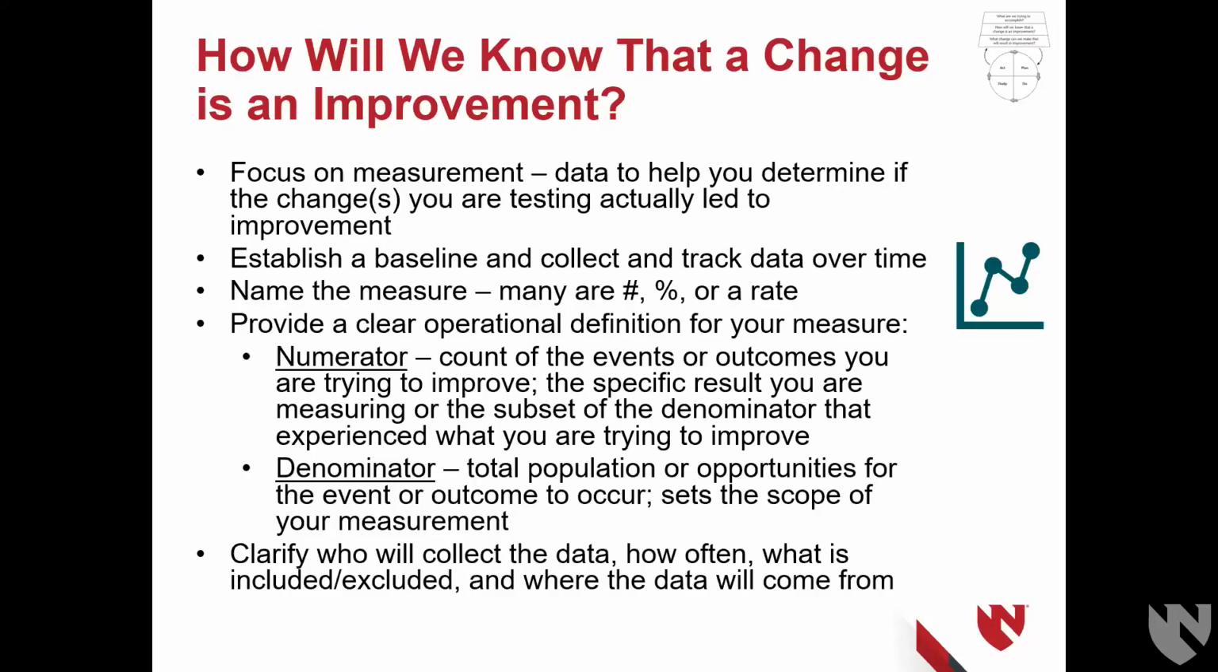When we think about the numerator, this really reflects the count of the events or the outcomes that you're trying to improve. Another way to think about this is like the specific result that you're measuring or the subset of your denominator that experienced what it is you're trying to improve. Your denominator reflects the total population or the opportunities for that event or that outcome to occur. In a sense, you can kind of think about the denominator as setting the scope, like the broader scope for your measurement.